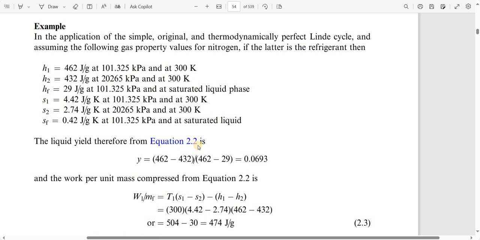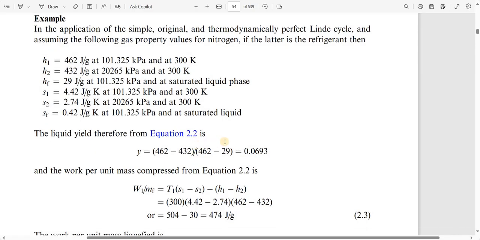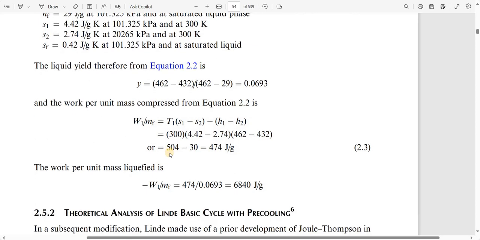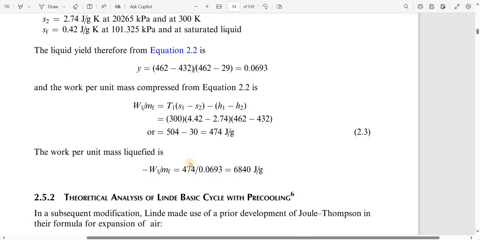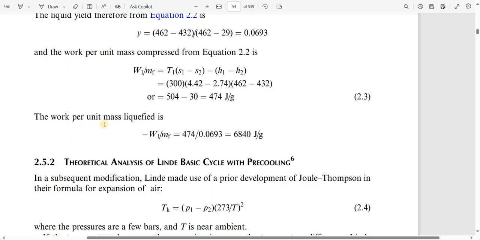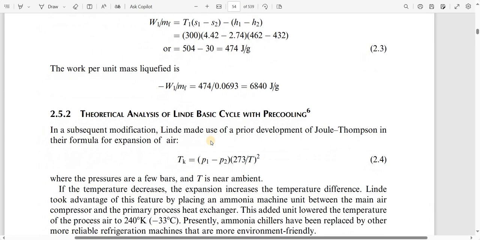Example: in the application of the simple original and thermodynamically perfect Linde cycle, assume the following gas property values of nitrogen, if the latter is the refrigerant, then h1 equals 462, h2 equals 432 joules per gram. The liquid yield therefore from the equation is, and the work done per unit mass compressed is, and work per unit mass liquefaction is like this.